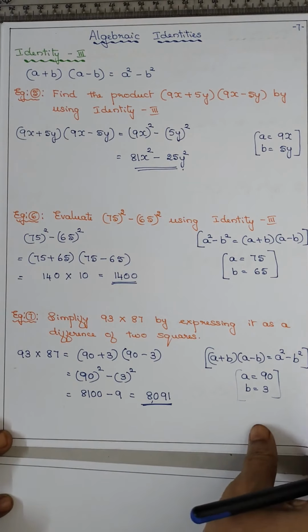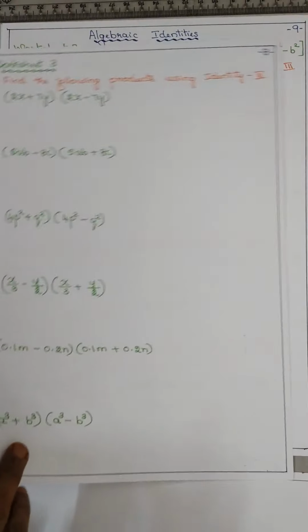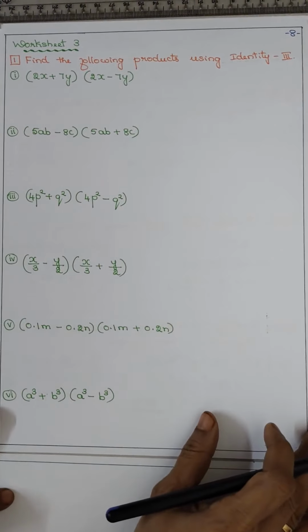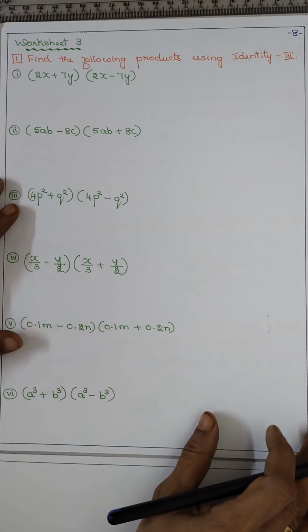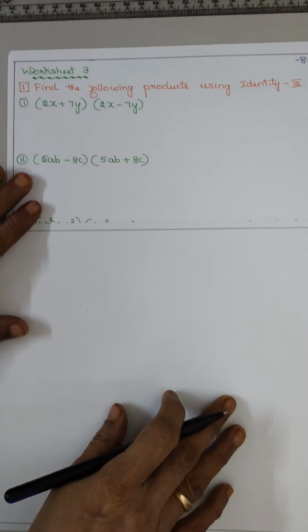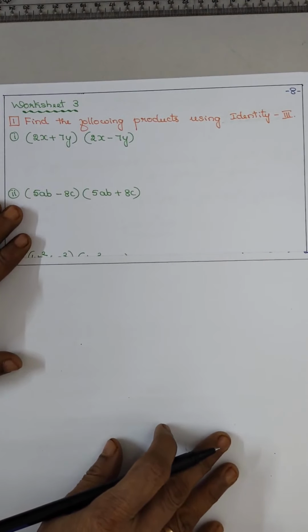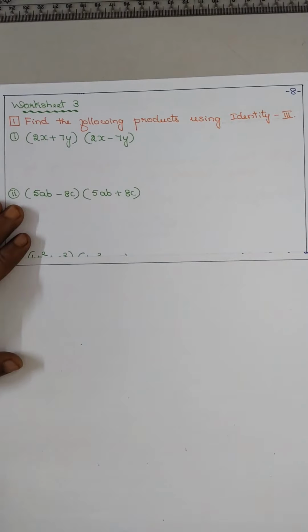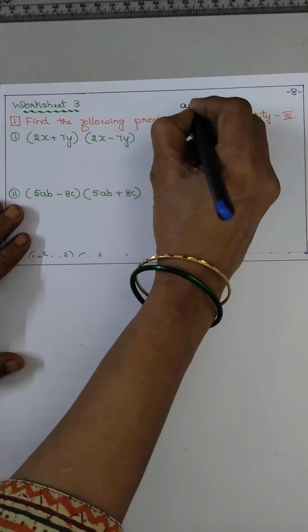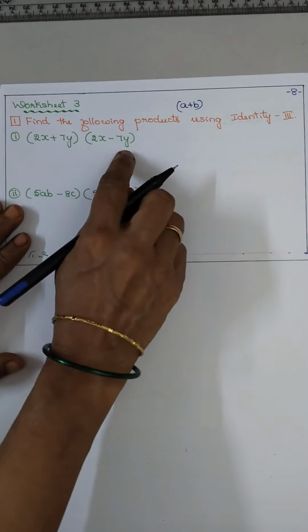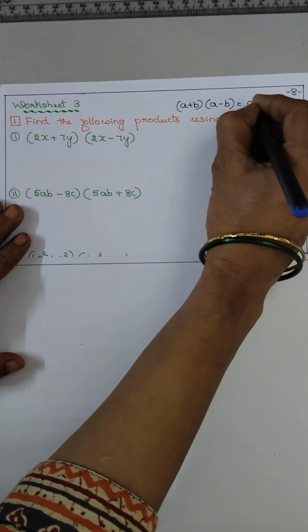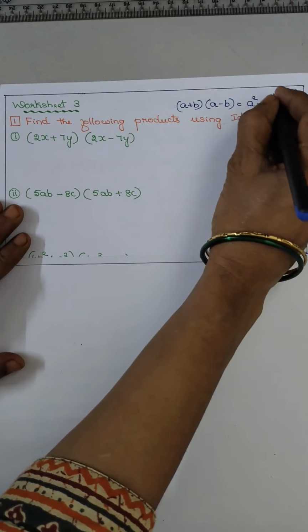So these are the examples. Now coming to the first question, worksheet 3. Just like the first example, we have to do. So first you will write the identity 3. What is identity 3? A plus b, a minus b is equal to a squared minus b squared. It is in that form, isn't it?